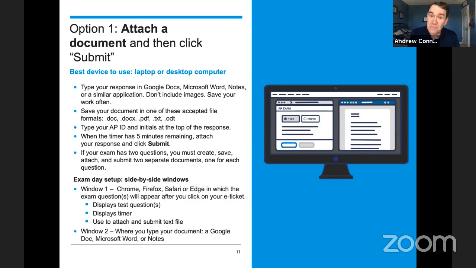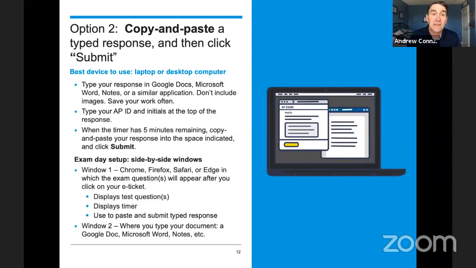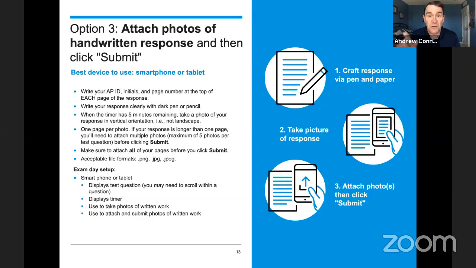Make sure if you're really panicked, you can also go back to practice 1 from 2 days ago, where I spent a little bit more time talking through these. But essentially, there are 3 ways for College Board to get your written work. One is to attach a document. Two is to copy and paste in the field that you'll see. And the third option, if you're handwriting especially, is to take a photo. In all three of those options, you want your AP ID and your initials at the top. And Mrs. Bailey gave a terrific recommendation.